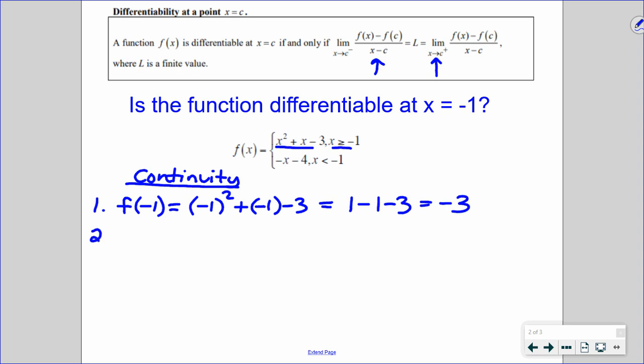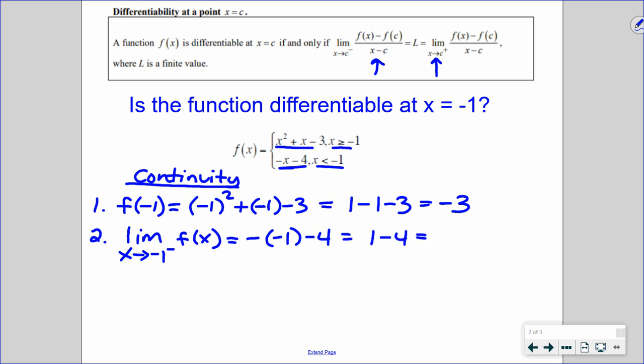Okay, 2, we got to evaluate the limit. And we're going to have to evaluate our one-sided limits in order to evaluate the two-sided limit. So why don't we just start with from the left? I just like from the left first. But to evaluate the limit as x approaches -1 from the left, I'm actually going to plug into the -x minus 4, because this is where x is less than -1. So we'll have the negative out front, but then I'm plugging in a -1 for x minus 4. This will end up equaling 1 minus 4, which equals -3. Okay, so far so good.